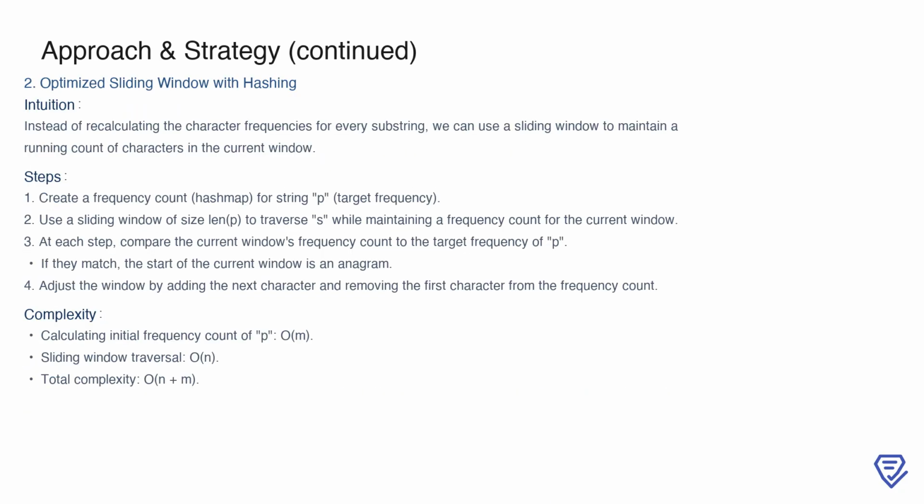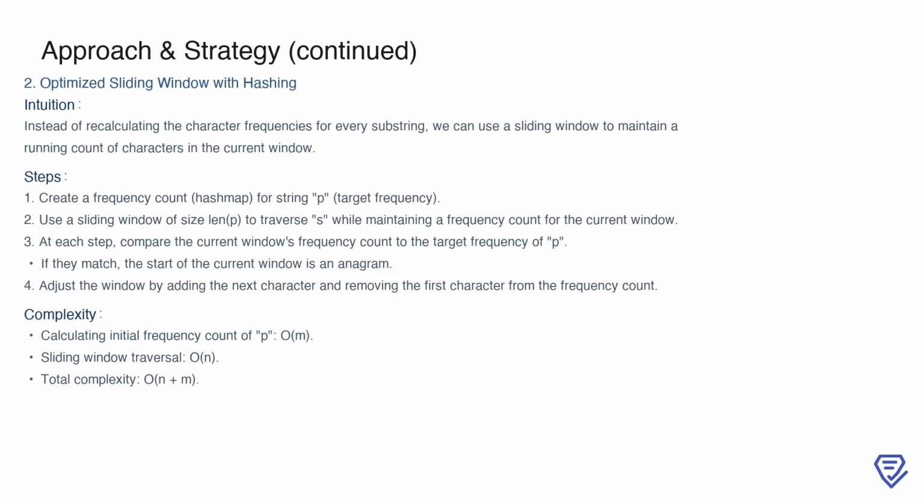A more efficient way to solve this problem is by using an optimized sliding window approach with hashing. Instead of recalculating the character frequencies for every substring, we can maintain a running count of character frequencies as the window slides across the string.